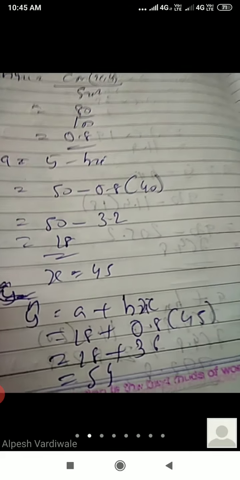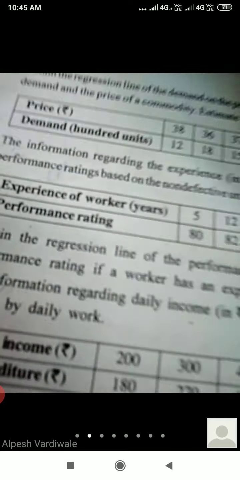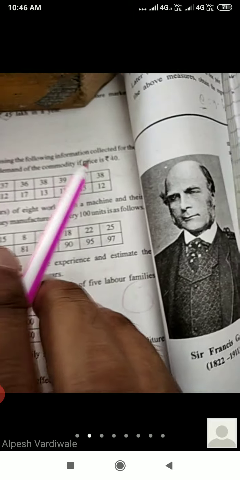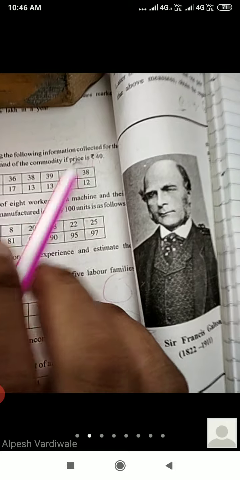Okay. So now next question here. What is given here? Next question, that is Section F. Obtain the regression line of demand on price using the following information. Collect the demand and price of a commodity. Estimate the demand of the commodity if the price is ₹40. Okay. So here the price is given, that is your x. So price is 40, so x is given here. You have to find the estimated demand. Okay. So 40 is not there in the data. The maximum value here is 39. So your answer will come after this.